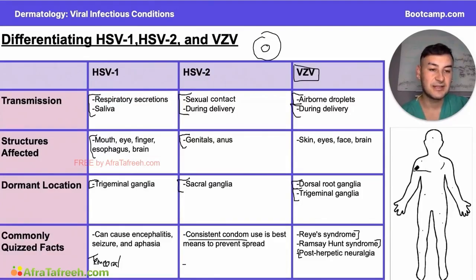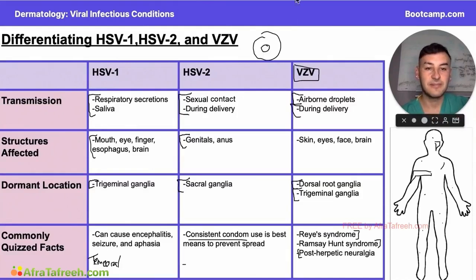It's going to be a specific dermatomal distribution like so. Maybe we have a dermatomal distribution on the face. It's going to be in a dermatome, okay? So that's VZV. Now, HSV1 is going to be non-dermatomal.